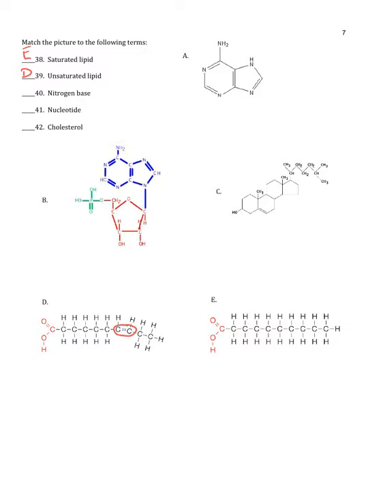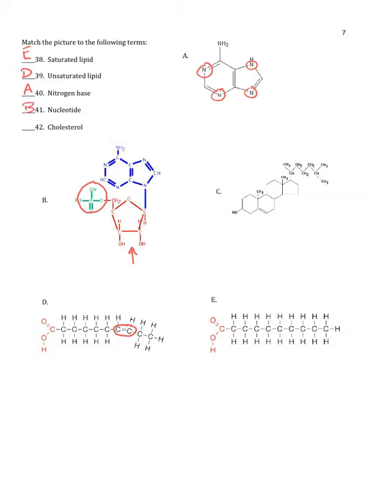Number 40 is looking for a nitrogen base. And so there is a molecule that contains lots of nitrogens, but not any other molecular parts. And so here you can see we've got a bunch of nitrogens in this molecule. Letter A is our nitrogen base. Number 41 is looking for a nucleotide. A nucleotide contains a nitrogen base, but it also contains a phosphate molecule and a sugar. So letter B is our nucleotide.